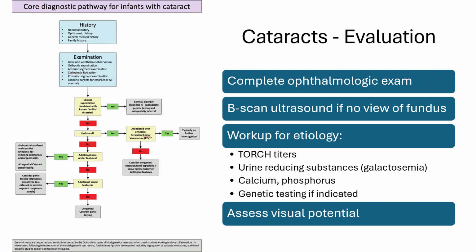Genetic testing increasingly plays a role, particularly with bilateral cataracts or positive family history. Several genes including CRYAA, CRYAB, and GJA8 link to congenital cataracts. Throughout this evaluation, assessing visual potential remains paramount. Factors like cataract density, location, associated ocular abnormalities, and timing all influence whether surgical intervention will meaningfully improve visual outcomes.